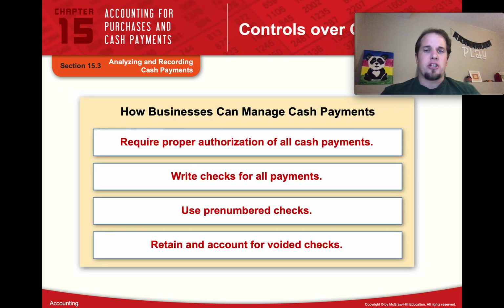Here is a checklist or a process that can be followed when cash payments are being made. We'll take a look at each of these steps, but it starts with proper authorization. Before payment is made, it usually has to go through the accounting department. They say that if money is the blood of the company, then the accounting department is the heart, because all the money has to flow through the accounting department before it exits the business. So proper authorization, writing a check on payment, pre-numbered checks, and then what about the voided checks?